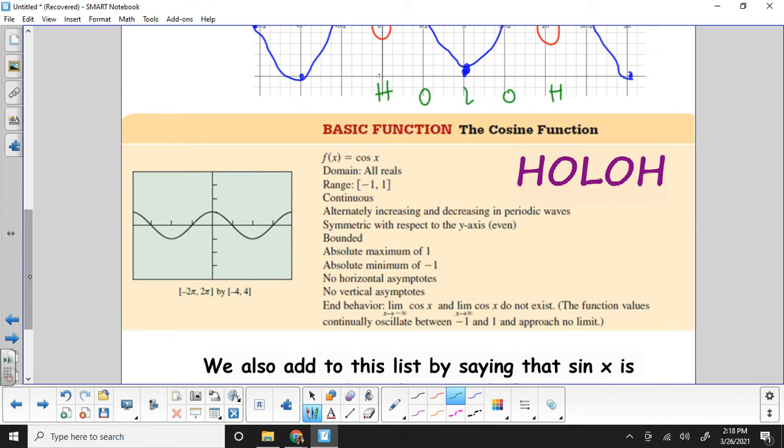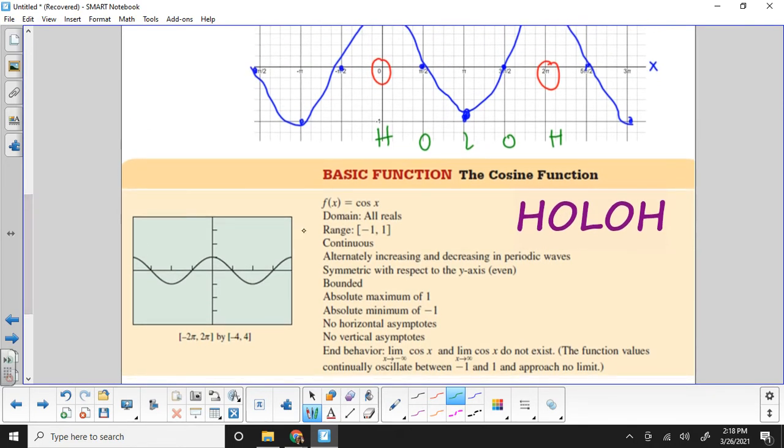Now, with our basic function, just a couple quick details. The range is always going to oscillate between -1 and 1, and the domain is all reals. This is considered to be a continuous function because there are no asymptotes or holes that exist. The max is 1 and the minimum is -1. There are no horizontal asymptotes or vertical asymptotes. The thing that I think is most interesting is the end behavior. We say that there is no end behavior because this function continues to oscillate, so it never heads off in one direction.